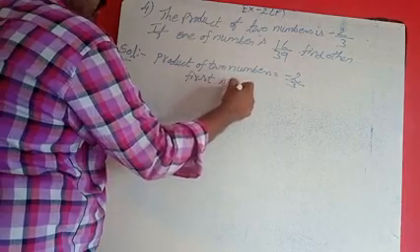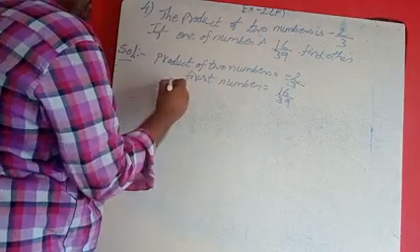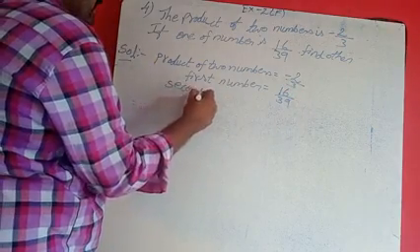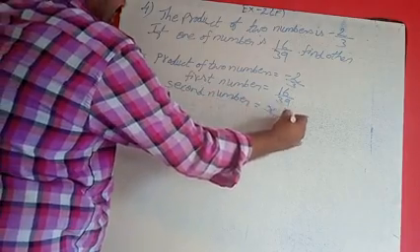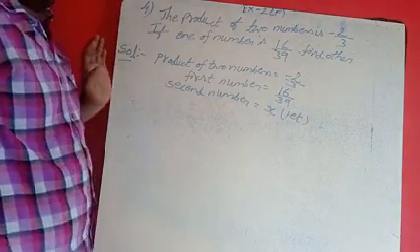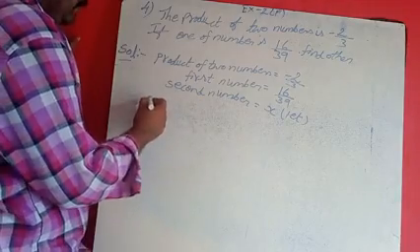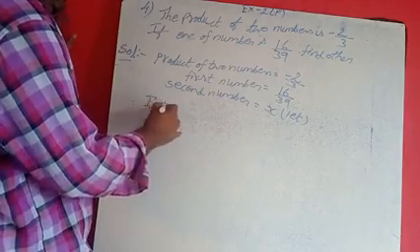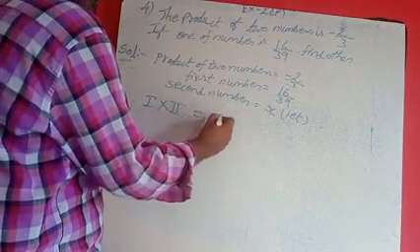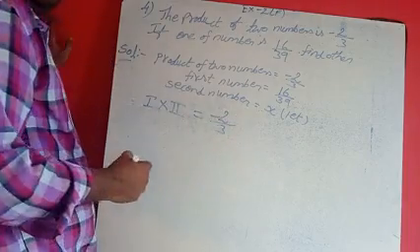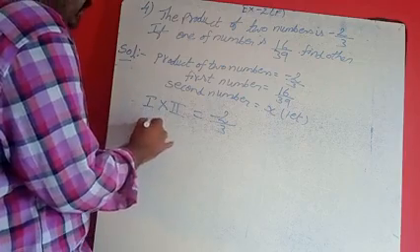The first number is 16 by 39. Let the second number be x. This is the given question, and we have to find that second number. The product of the first number and the second number is equal to minus 2 by 3. What is the first number?